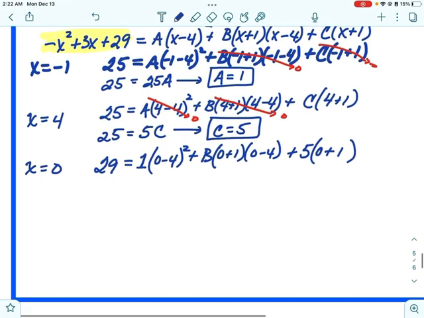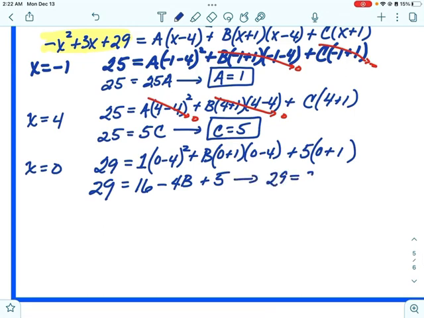So I get 29 on the left-hand side is equal to 1 times negative 4 squared, which is 1 times 16, which is 16. And then for the B, I'm going to get negative 4B, so I'll put that as minus 4B. And then plus 5. So 29 is equal to 21 minus 4B, or I get 8 is equal to negative 4B. And it turns out that B is equal to negative 2. So now I have A, B, and C.